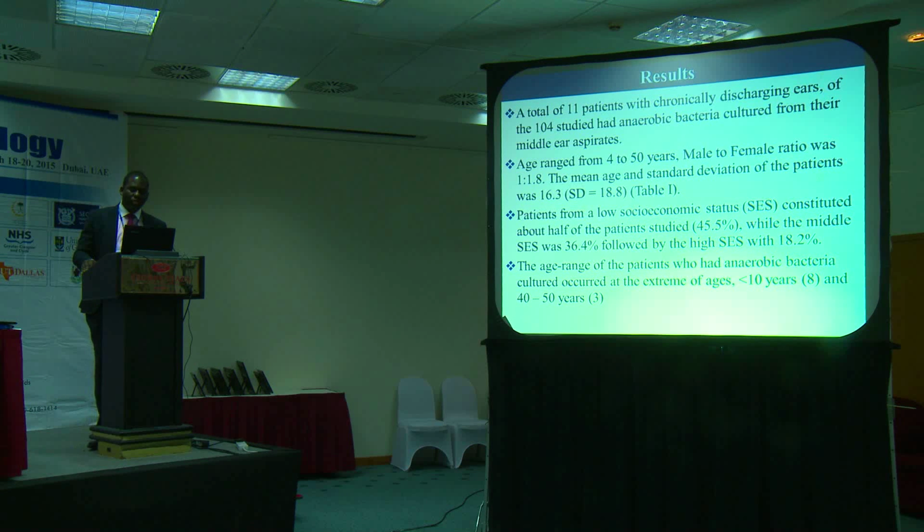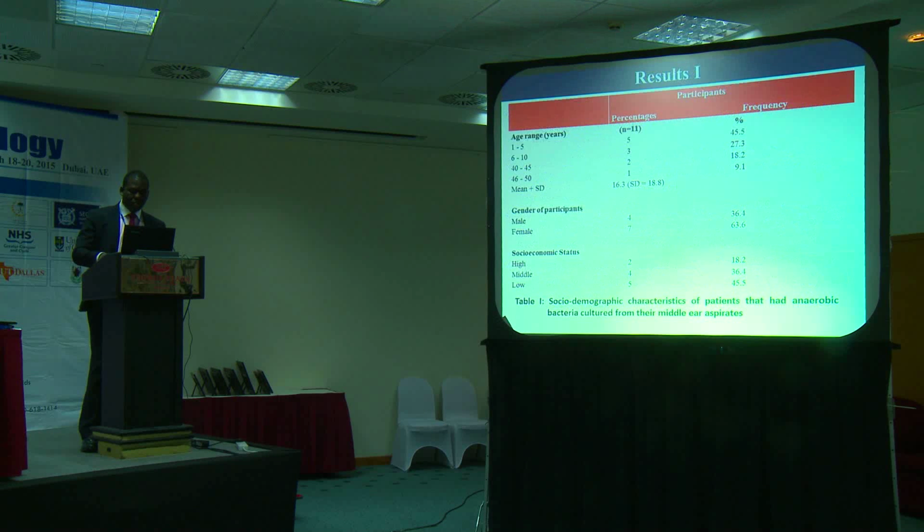A total of 11 patients had chronically discharging ears out of the 104 studied. Age ranged from 4 years to 50 years. There was a slight female preponderance. The mean age was 16.3, and the standard deviation was 18.8. The low socioeconomic class constituted almost half of the patients studied, and anaerobic bacteria occurred in the extremes of ages.